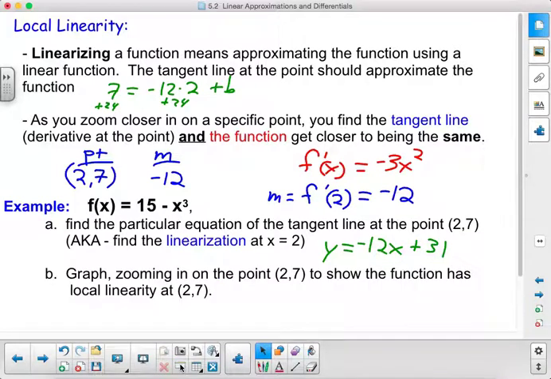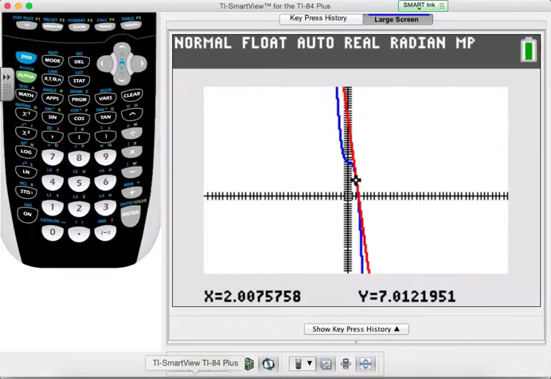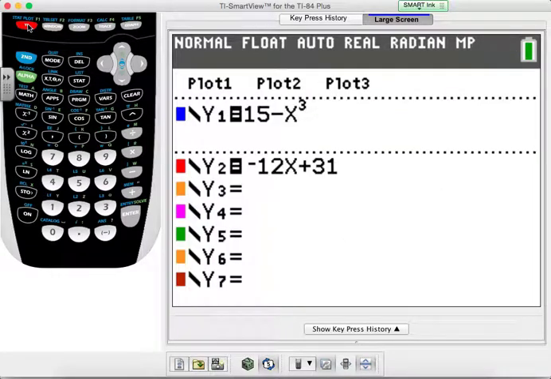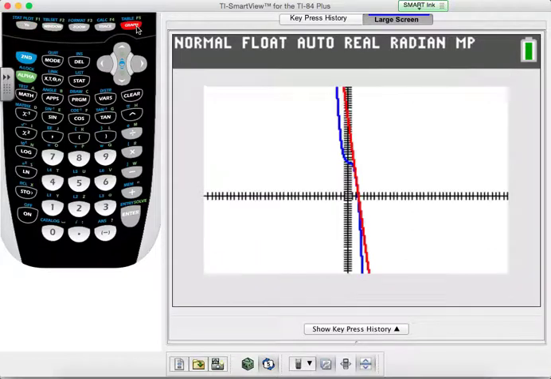Here's the part that I want to do for you then. Why do they call this local linearity? It's because of this. If I graph my function and my tangent line, we actually have done a lot of this in the past. Here's what it looks like. So just watch and see. So this is my function, 15 minus x cubed, and this is the tangent line that we just found. If I look at the graph, this is what it looks like.